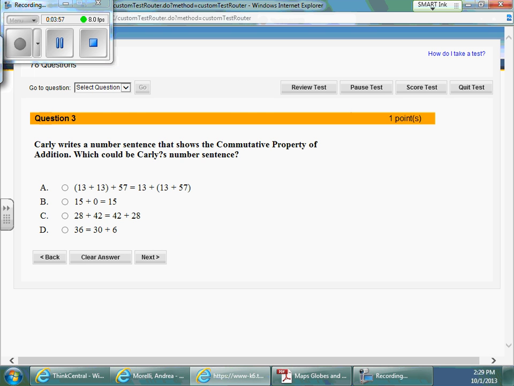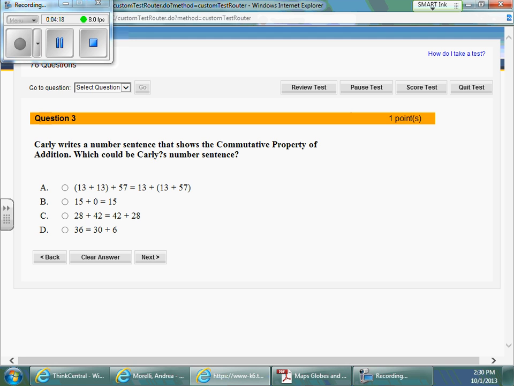Next question. Carly writes a number sentence that shows the commutative property of addition. Which could be Carly's number sentence? Let's review what the commutative property of addition says. It says the order of the addends doesn't change the sum. The order of the addends doesn't change the sum.